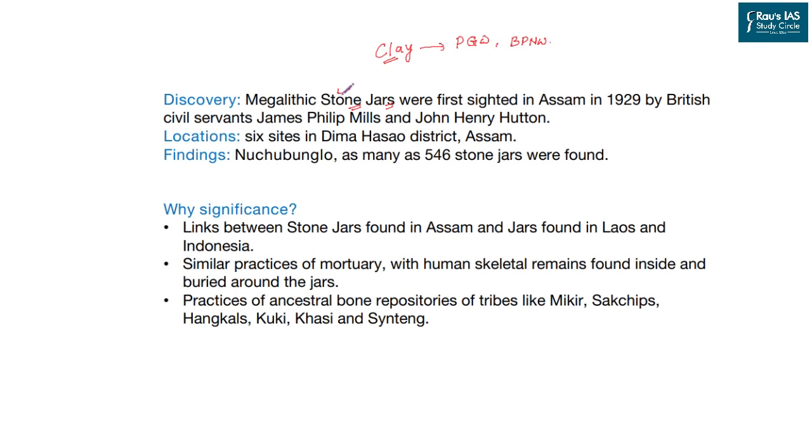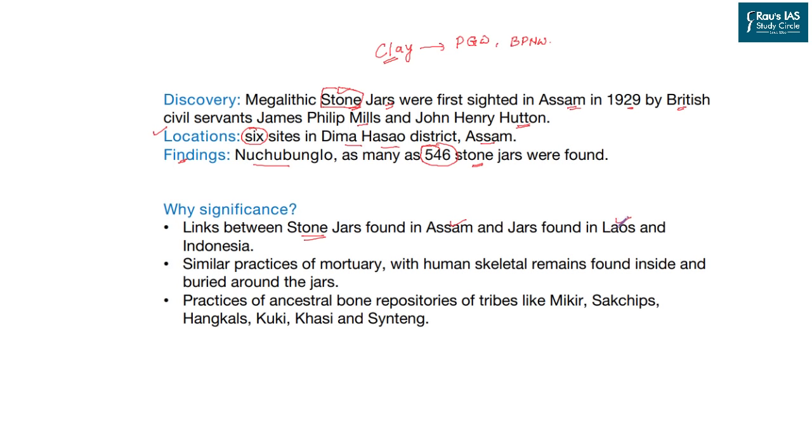But the jars found in Assam are stone jars. That means they were carved out of stones. They were sighted for the first time in 1929 by British civil servants James Philip Mills and John Henry Hutton. The location includes six important sites in Dima Hasao district of Assam. The findings show that in one of the places, Nuchu Bangalore, as many as 546 stone jars were found, which clearly proves that the civilization was very vibrant and highly populous. Now, what is the important significance of this finding? First, it proves that there was a linkage between the stone jars found in Assam and the jars found in Laos and Indonesia.